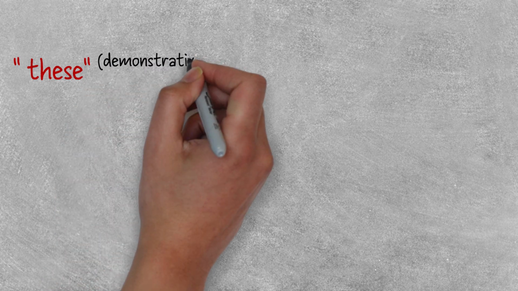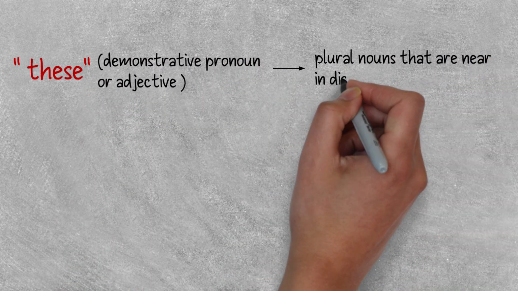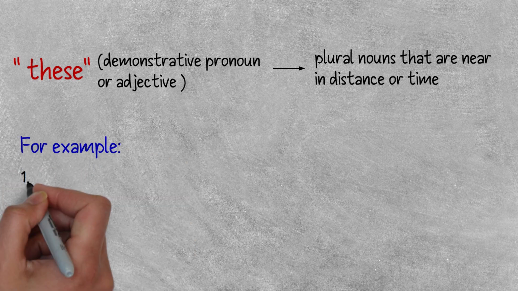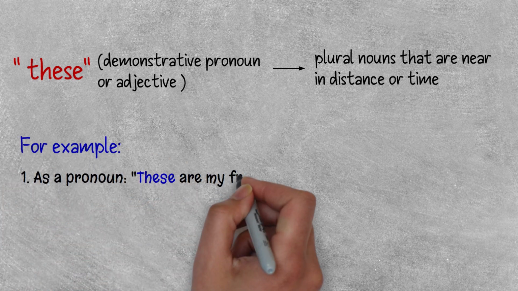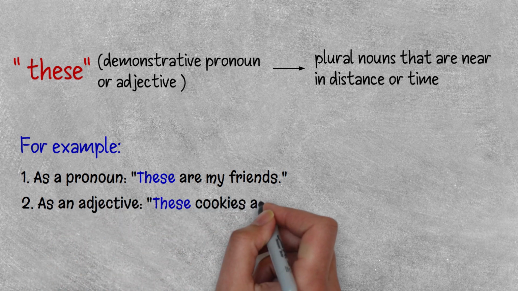These is a demonstrative pronoun or adjective that refers to plural nouns that are near in distance or time. For example, as a pronoun, these are my friends. As an adjective, these cookies are delicious.